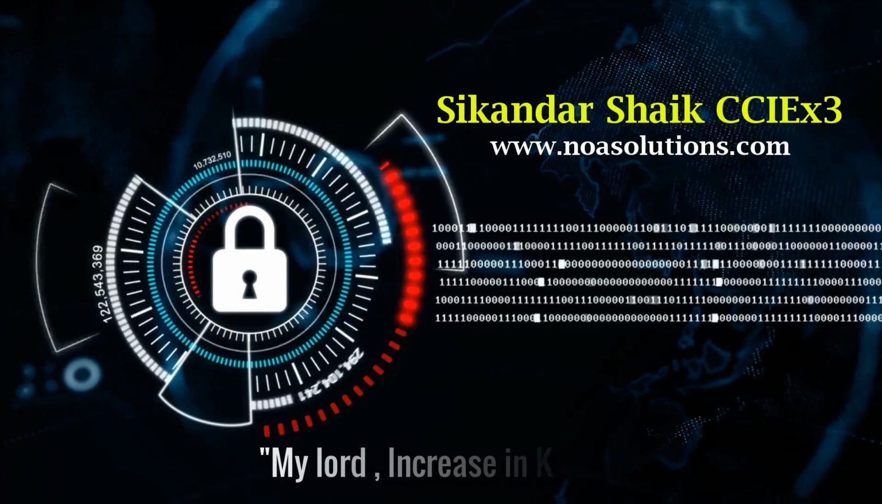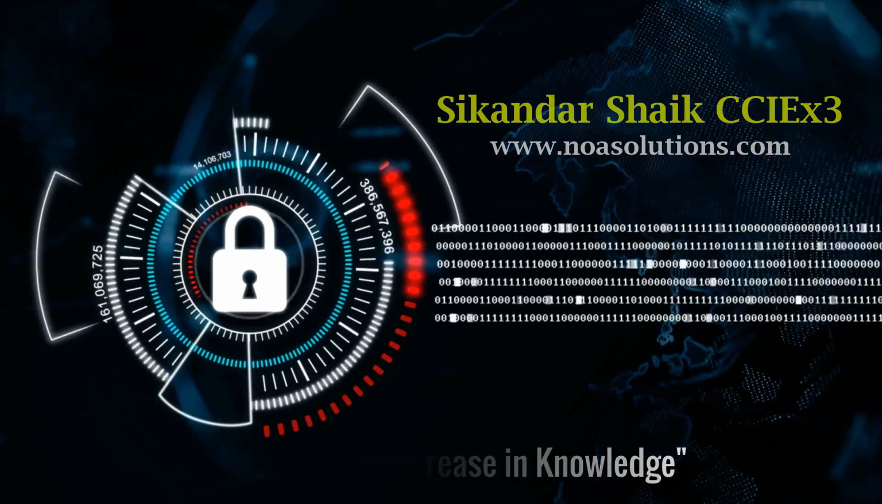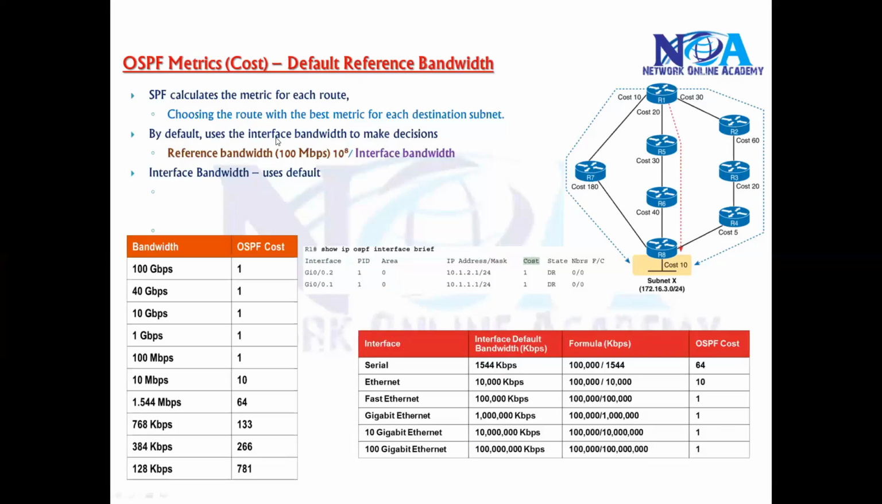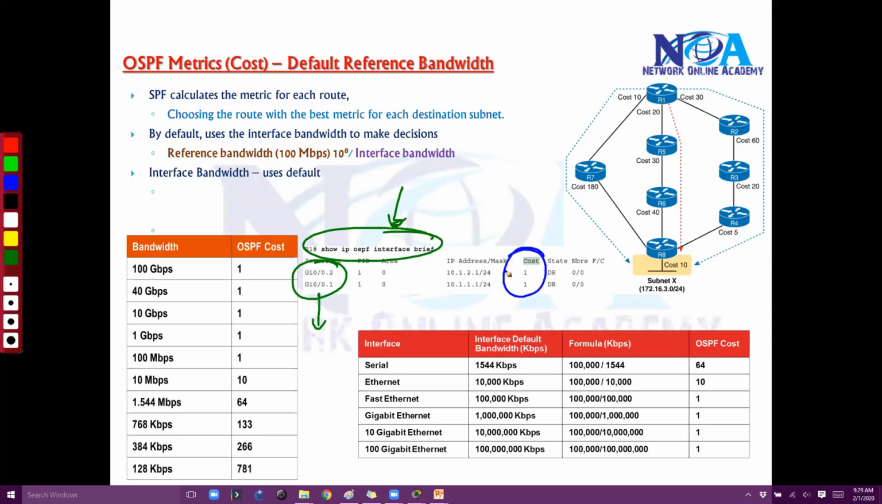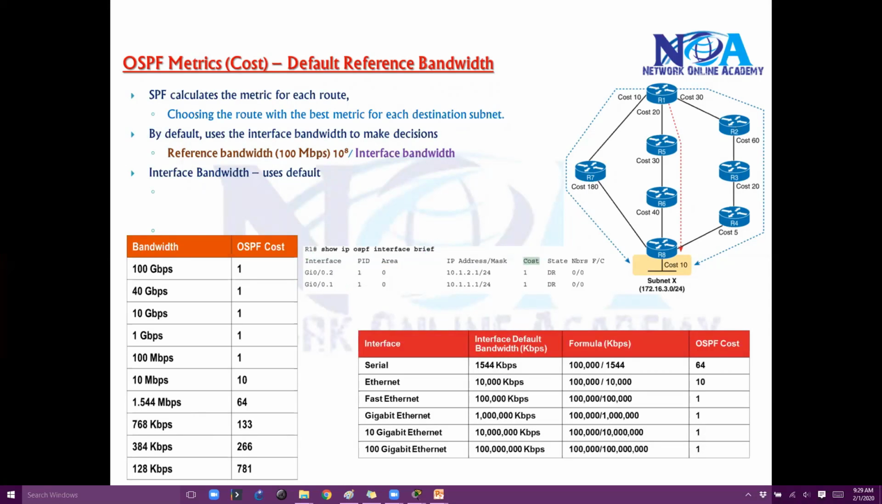Rabbi zidni ilma. So by default, this is the way it will calculate. And if you want to verify this, you can use show IP OSPF interface brief, where you can see the interfaces you have and what are the cost present on those interfaces.